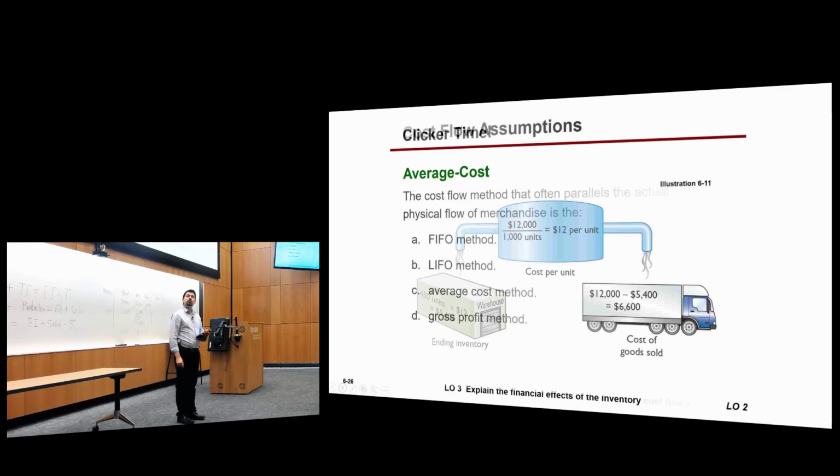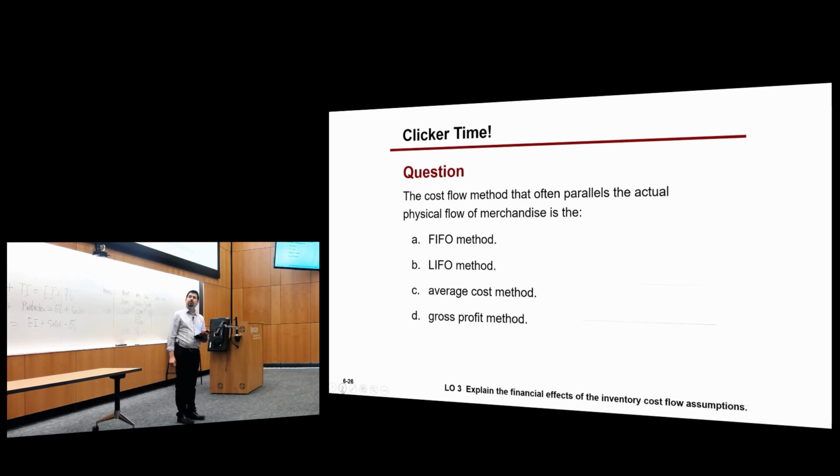Okay, so the cost flow method that often parallels the actual physical flow of merchandise is FIFO, LIFO, average cost, or gross profit method. Who's with A? B? C? D?